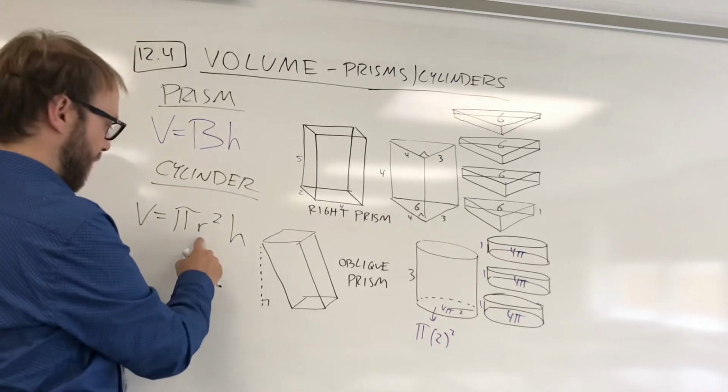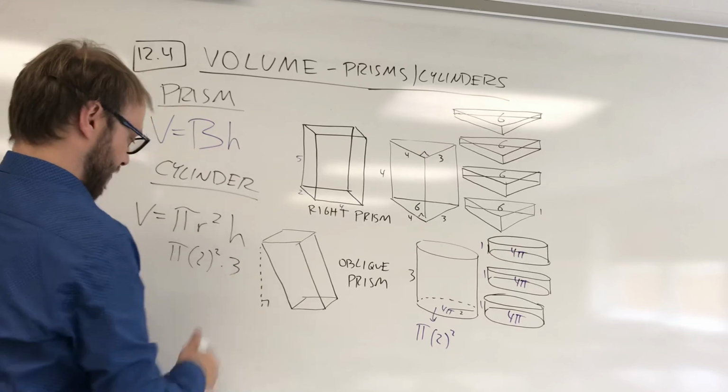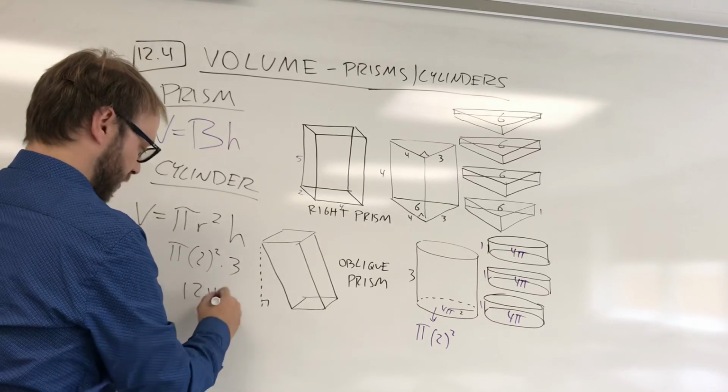And notice, if I did pi r squared h here, that would be pi times 2 squared times the height of 3. That would still be the same 12 pi.